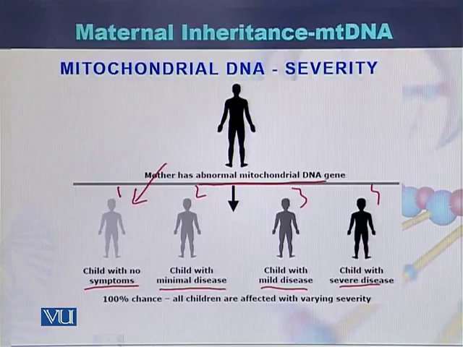If an individual inherits no copy or a low copy number of the mutated mitochondria, it is possible the individual would not develop the symptoms of the disease. But on the other hand, if there is a child who inherits a maximum number of copies of the mitochondrial DNA and there is a mutation in a particular gene, that individual would have severe disease. So we can say that in case of mitochondrial inheritance, there is a variation in the phenotype expression.